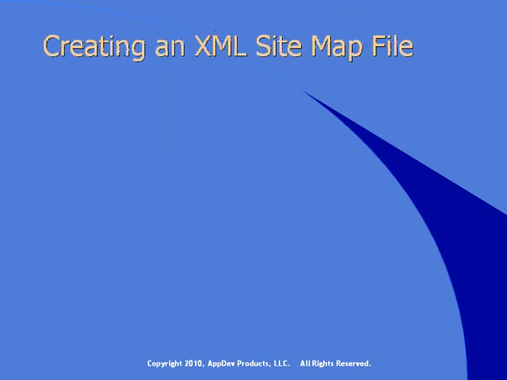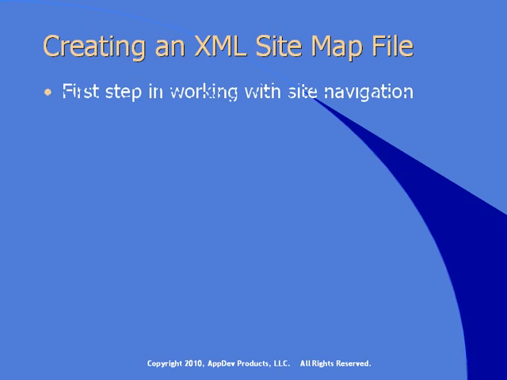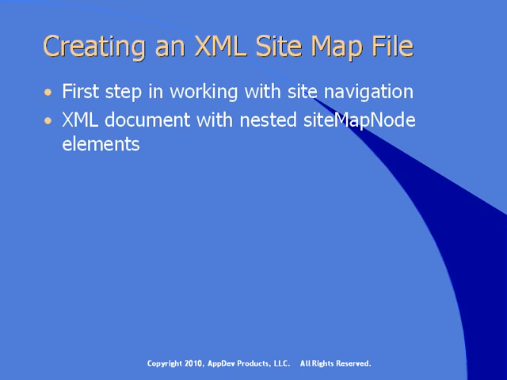Let's start talking about the navigation features within ASP.NET. Creating an XML sitemap file is the first step in working with site navigation. The sitemap is an XML document that contains a set of nested sitemap node elements that represent both real and virtual pages in the site. And we'll talk a little bit more later in this section about what that means, the difference between real and virtual pages.